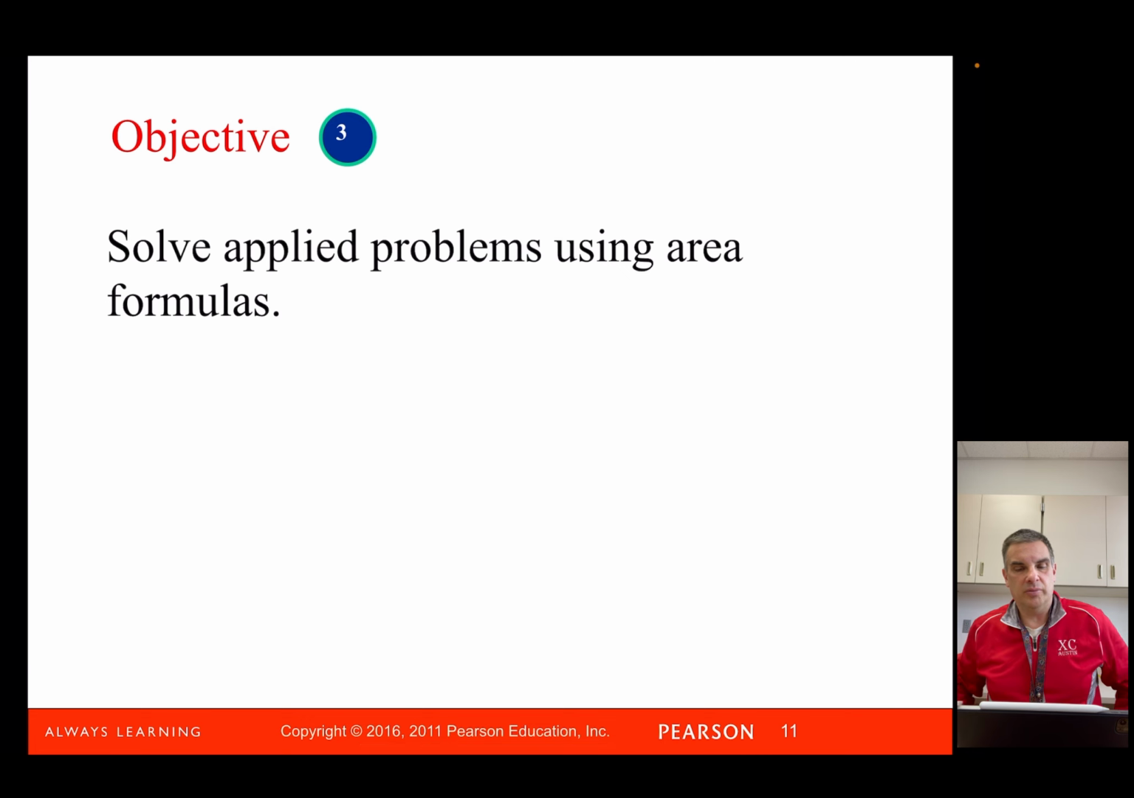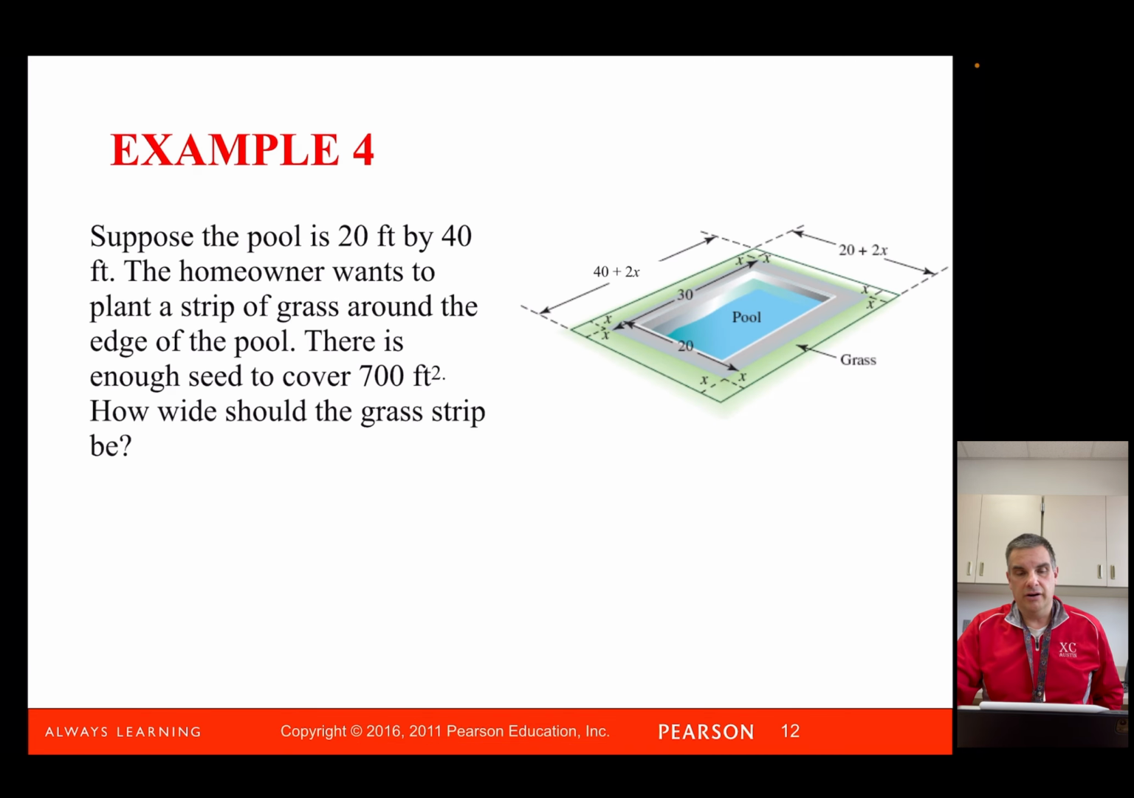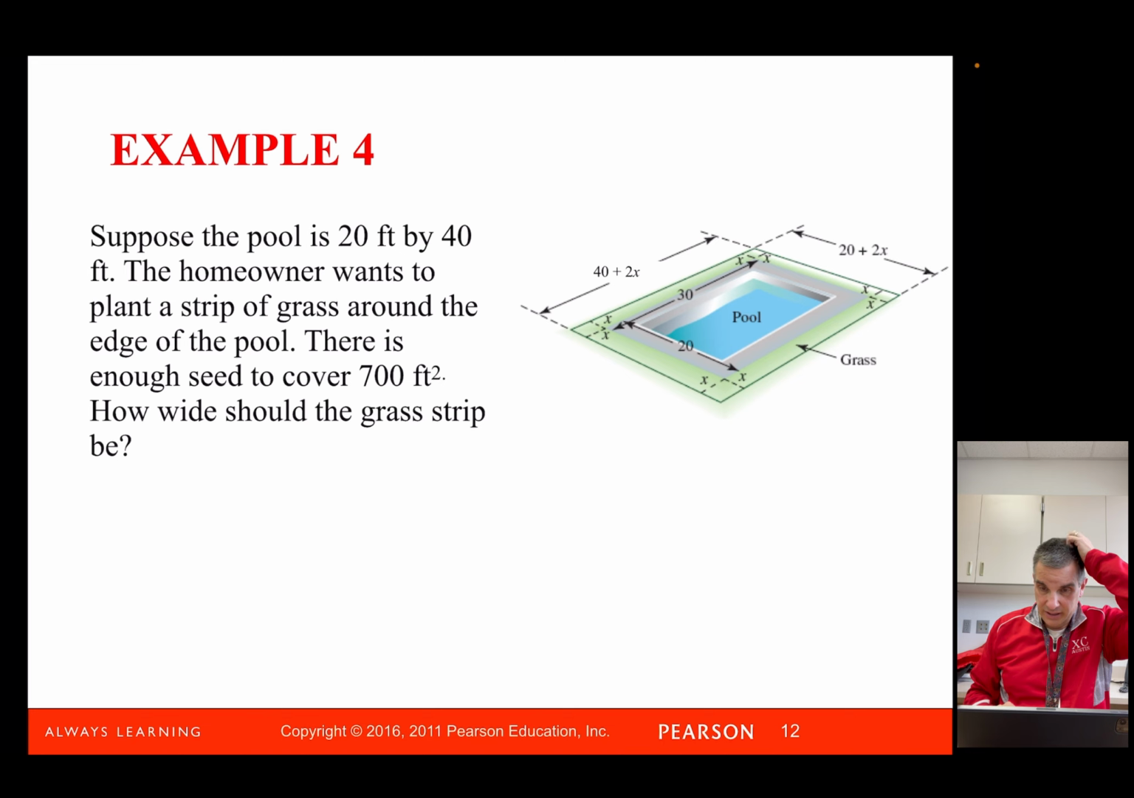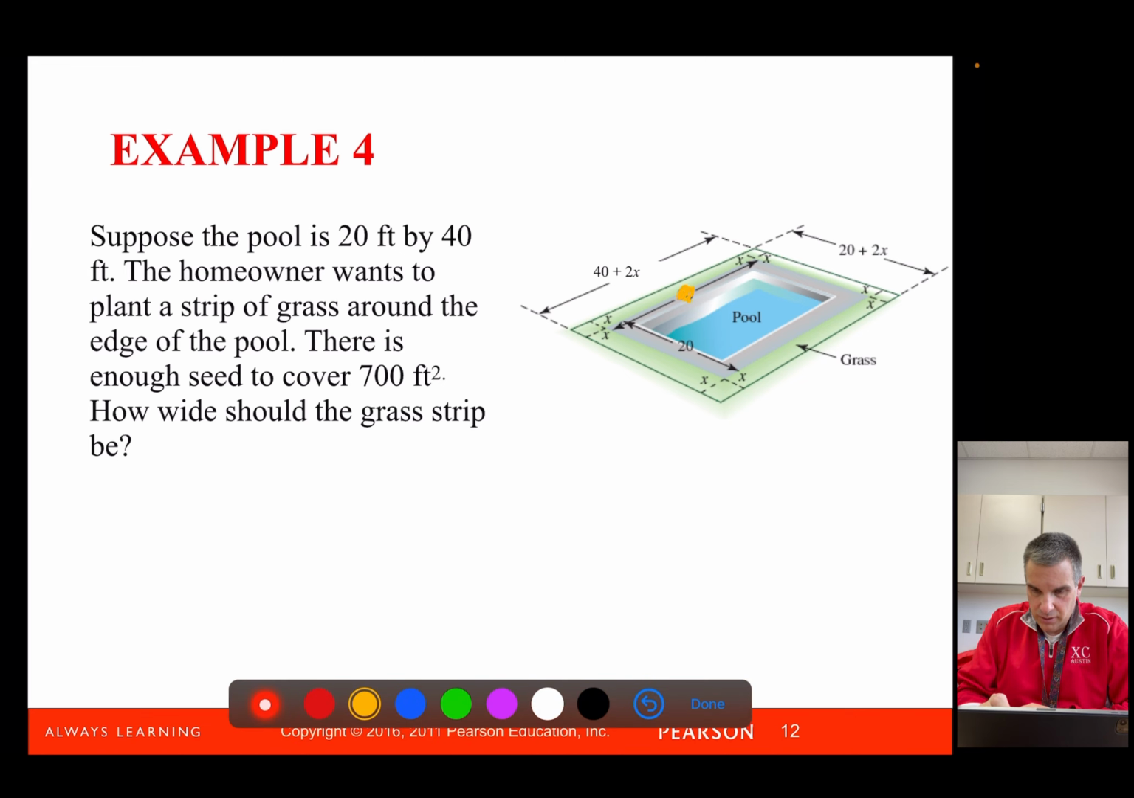Now let's solve an applied problem using the area formulas. So in this one, it says, suppose the pool is 20 feet by 40 feet. Okay, if you see their drawing, they've messed the drawing up. That should be 40 feet. The homeowner wants to plant a strip of grass around the edge of the pool. There is enough seed to cover 700 square feet. How wide should the grass strip be?